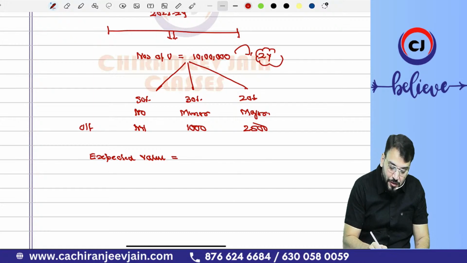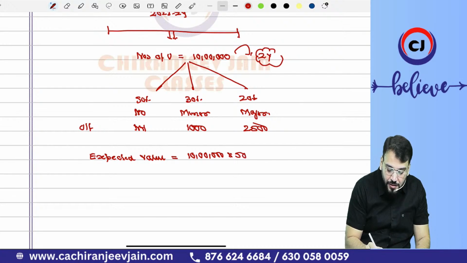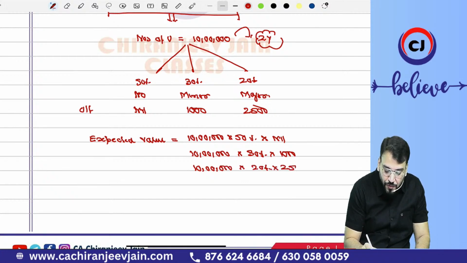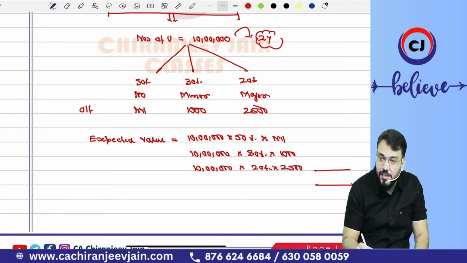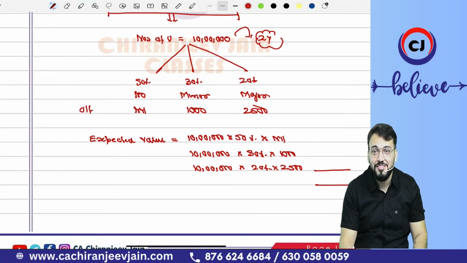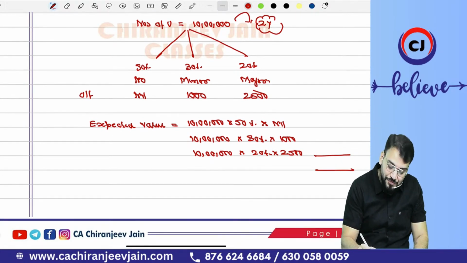So what is the expected value of obligation? Tell me. You will do 10 lakh into 50% into nil, 0. Then 10 lakh into 30% into 1000. Then 10 lakh into 20% into 2500. You have calculated it also. Super. How much? 80 crore. Oh my god, 80 crore. One figure came, 80 crore.